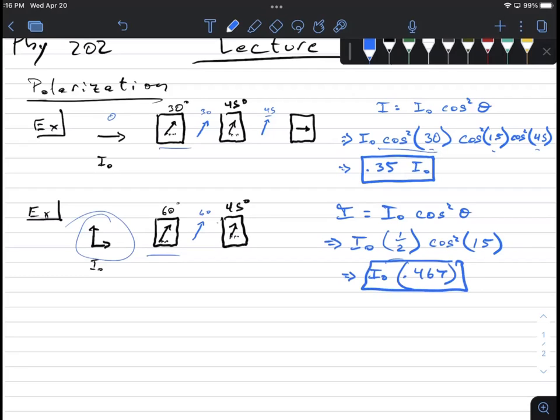So any questions about this example? Can you explain that again, please? Yeah, so basically it's the exact same as the first example.